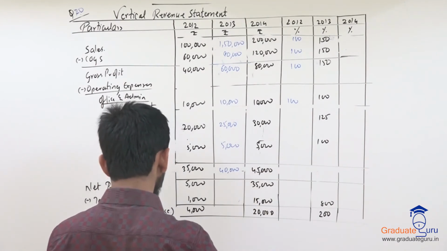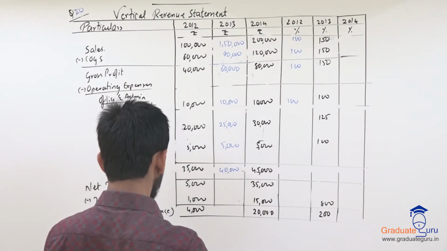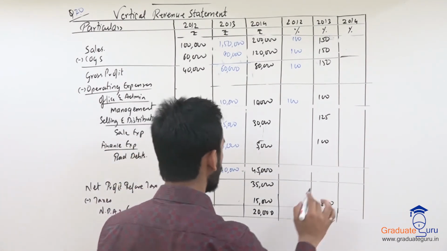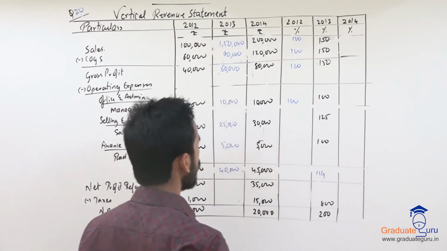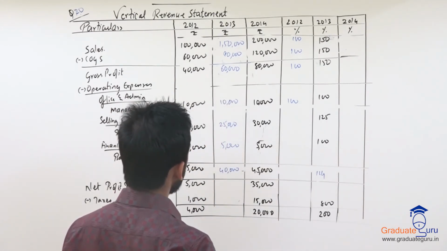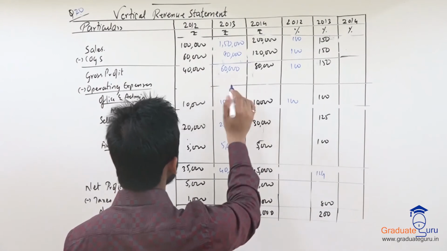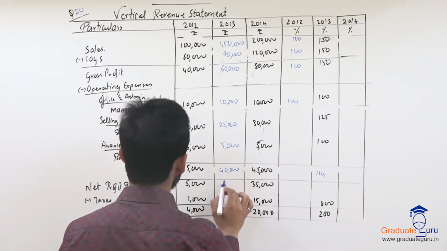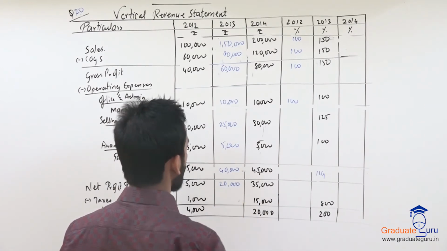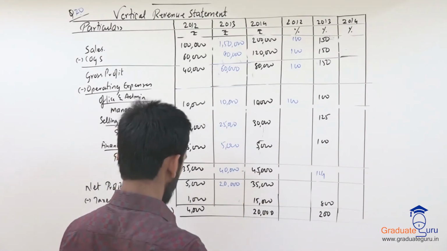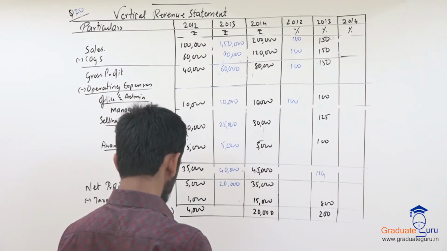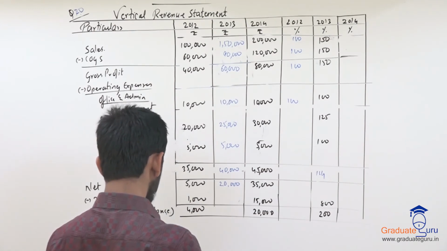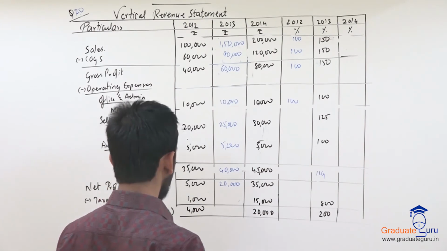40,000 divided by 35, so it will be 114. Okay, then subtract it. 60 minus 40 will give you 20. Now 20 divided by 5,000, it will be 400%.